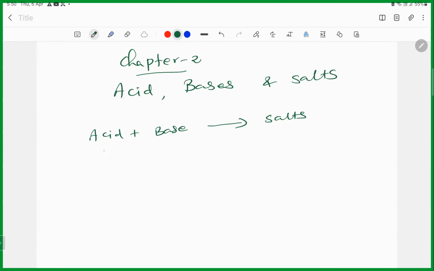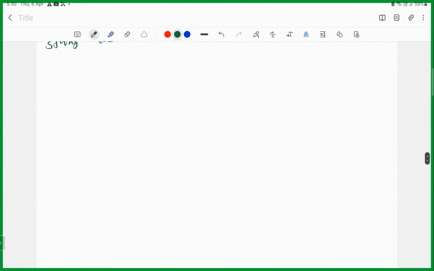So what are the types of acid? One is strong, another one is weak. For the base also, strong base, weak base. So these are the two different types of acids and bases generally. Now, what is the definition for the acids and bases? So definition for the acids: if the compound releases H plus ion, that is acid.